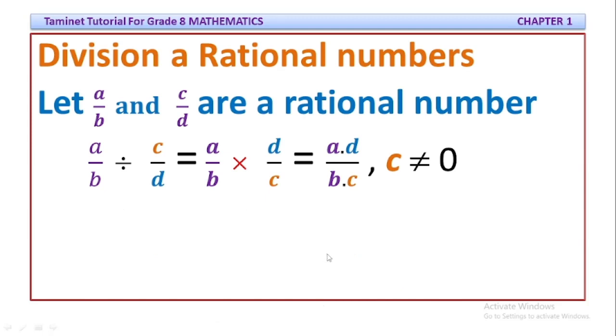Division of rational numbers. Let a over b and c over d be rational numbers. If a over b is divided by c over d, it is equivalent to a over b times. Now we change the operation. Before it was a division. Now we change the operation into multiplication. Multiply by the reciprocal of the divisor.